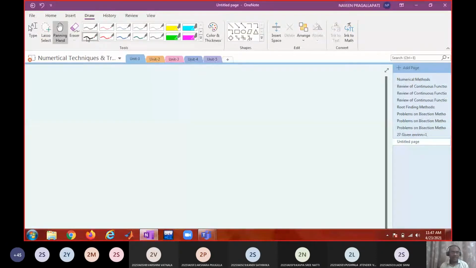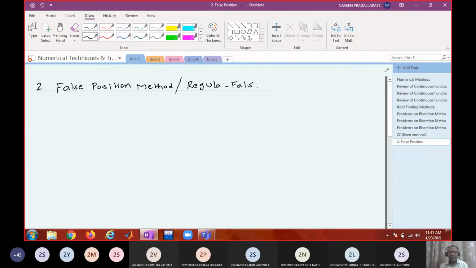So note down the second method in root finding techniques. Method number 2, false position method, or regular falsi method. False position method or regular falsi method. Okay.